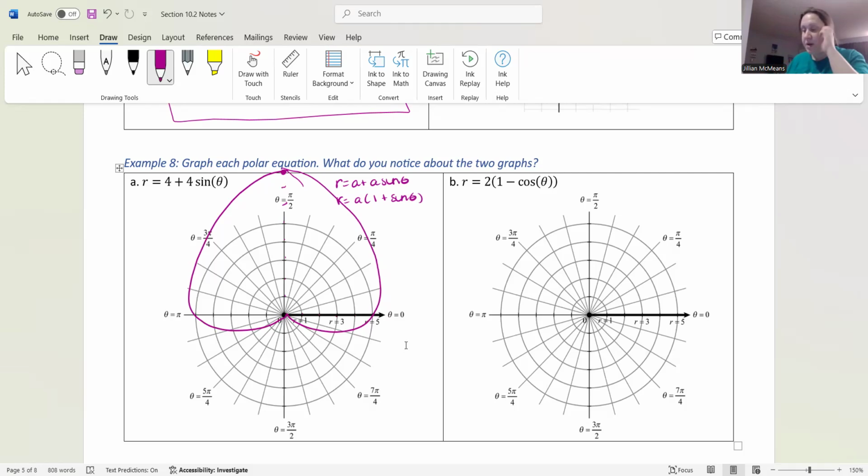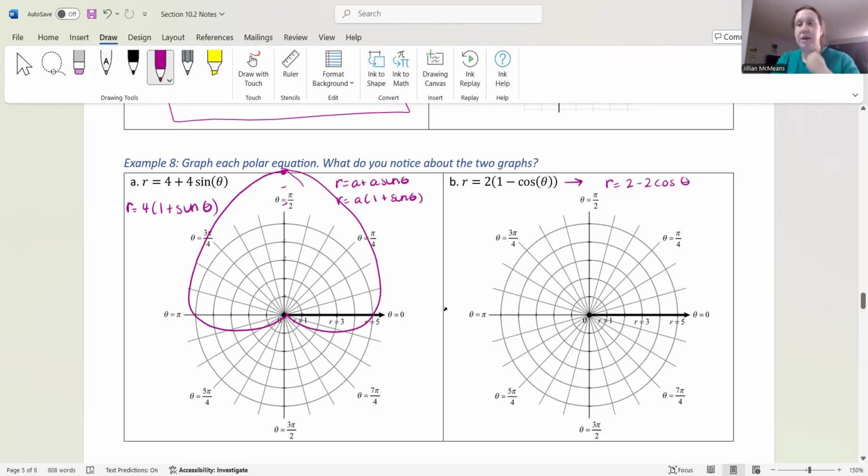Okay, so there you have it. That is 4 plus 4 sine theta. You could also think of this as r equals 4 times 1 plus sine theta. If you saw either of those formats, you should in your head think cardioid. Over here we have r equals 2 times 1 minus cosine theta. So you could also see this as r equals 2 minus 2 cosine theta. You have a is 2. It's definitely more than 0, so we're good.